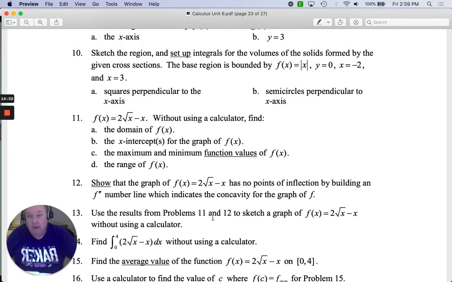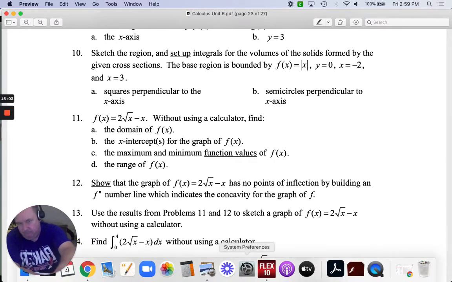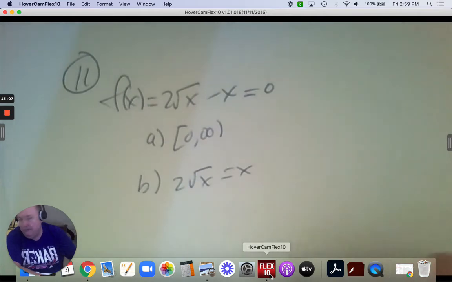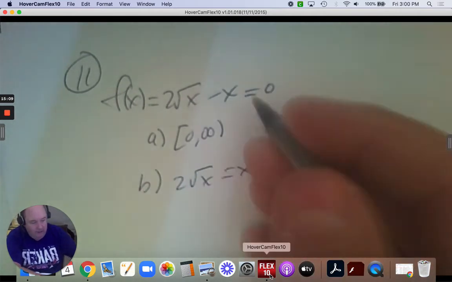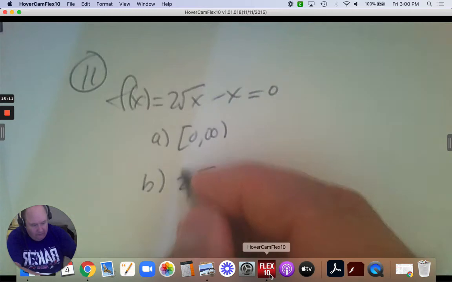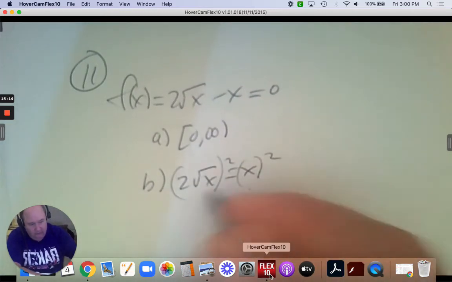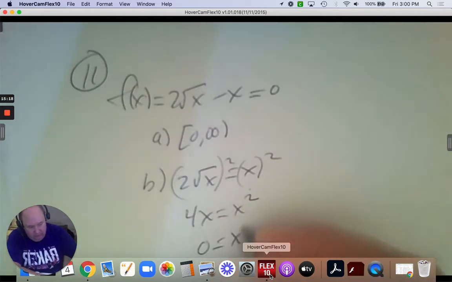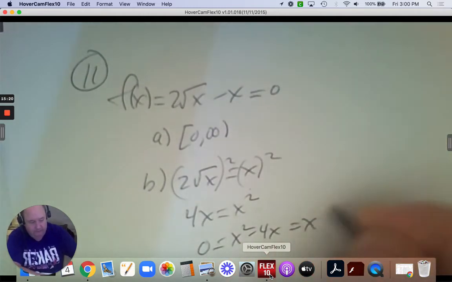B, what's the x-intercept? So make it equal to 0 and solve it. I should show you, right? So to find the x-intercepts, you make it equal to 0 and solve it. I'm going to solve this by adding x and then squaring both sides. So that would be 4x equals x squared. Make it equal to 0 and then factor.